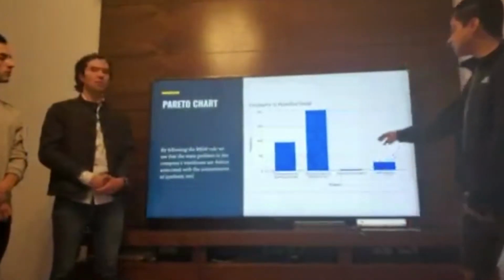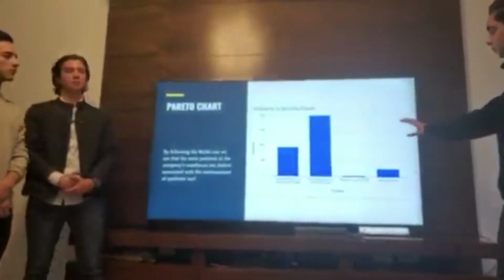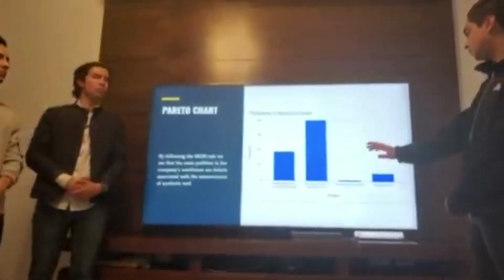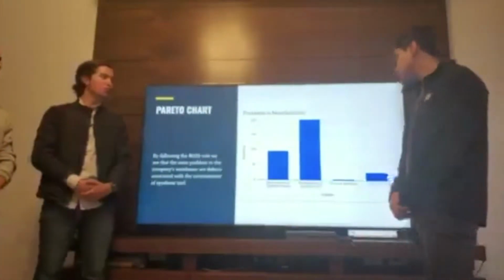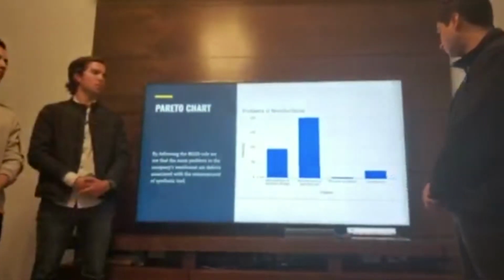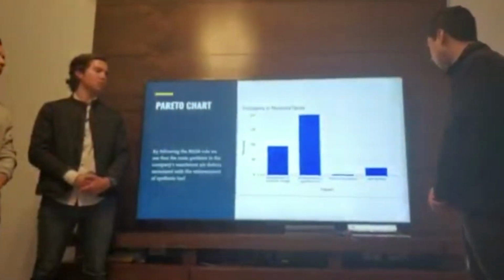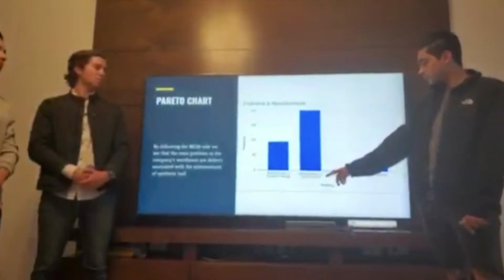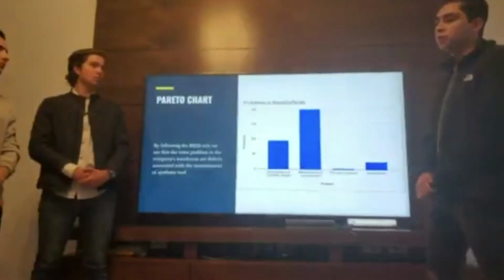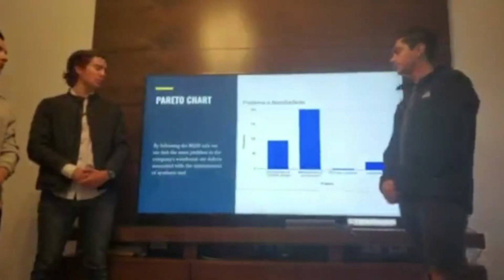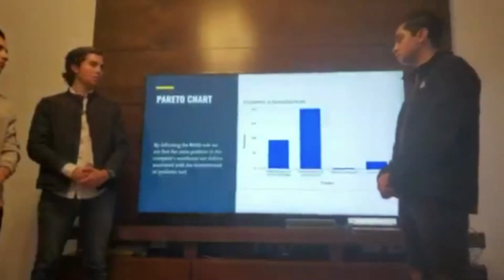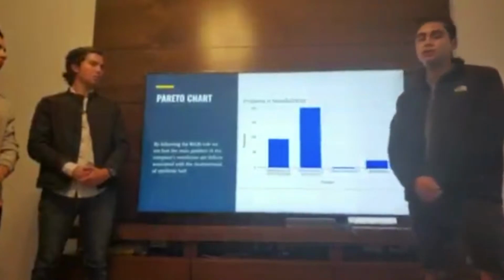Okay, here as we can see, we put the 4 main problems: mistreatment of synthetic foliage, mistreatment of synthetic turf, physical accident, and late delivery. And as we can see, our main problem was the mistreatment of synthetic turf. By following the 80-20 rule, we see that the main problem in the company's warehouse is defects associated with the mistreatment of synthetic turf.